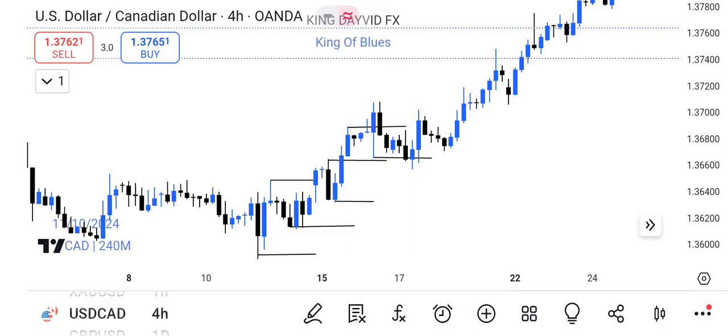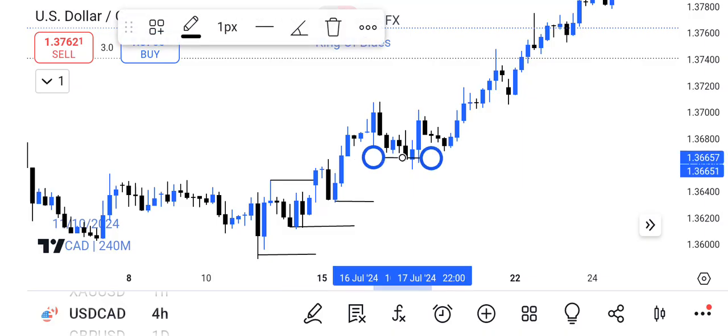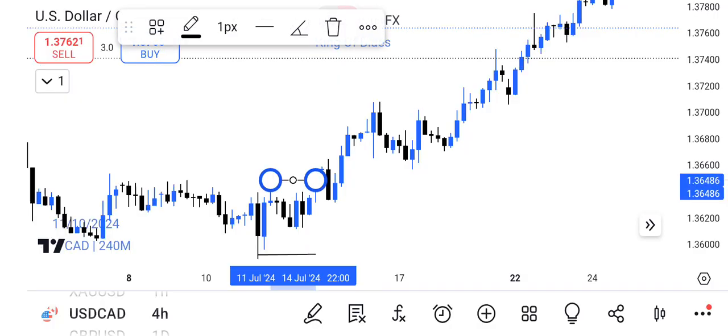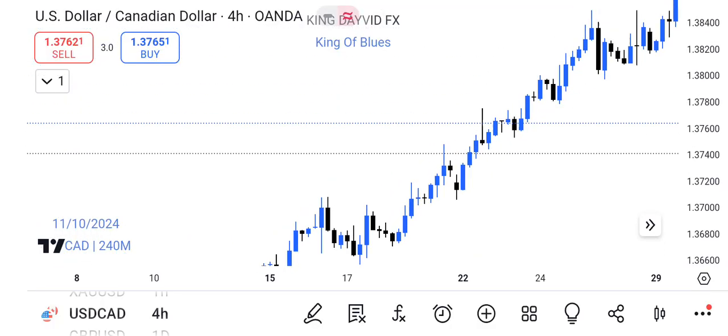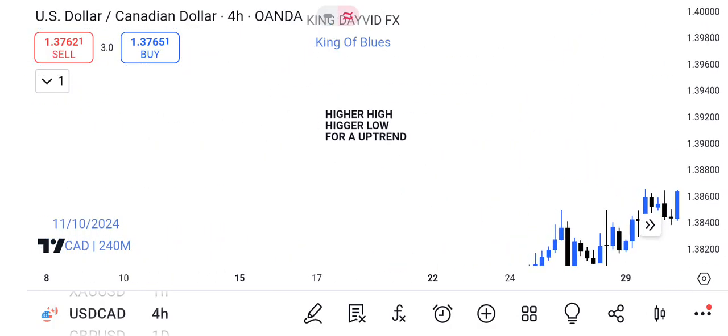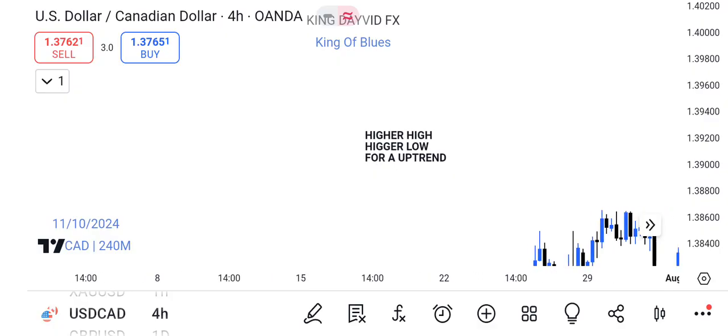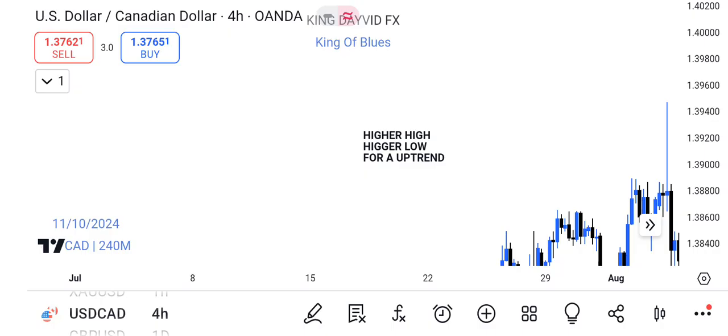All right, that's just the formation of an uptrend, when you see higher highs and then higher lows, just like this. This is the formation of an uptrend.